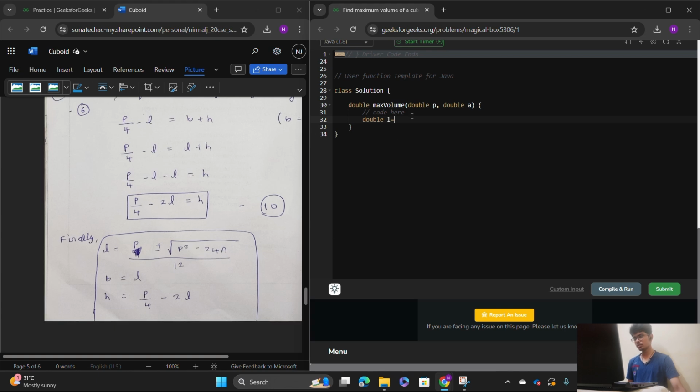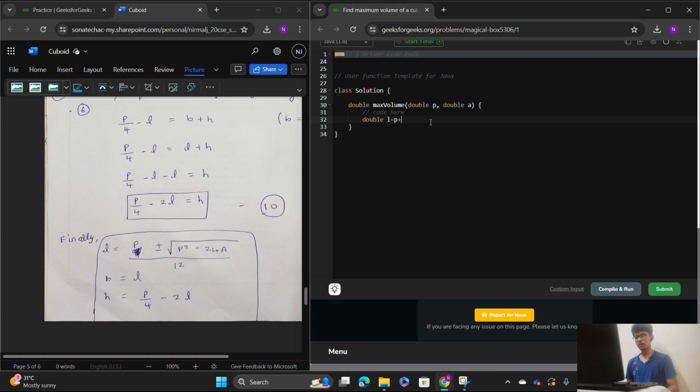Length is equal to p plus. See, either you can use plus or minus. It is going to be in two forms. P plus square root of p square minus 24a by 12, and the second form is p minus square root of p square minus 24a by 12. So when you put plus here, whether you can get the maximum volume, or when you put minus here, in that case, whether you are able to get maximum volume. You need to check it two times. Okay. After that, you need to print your maximum volume.